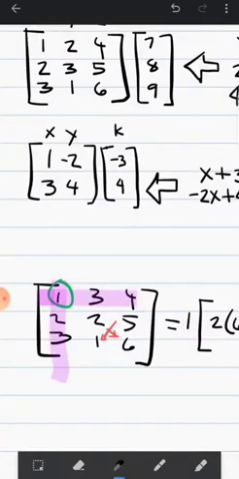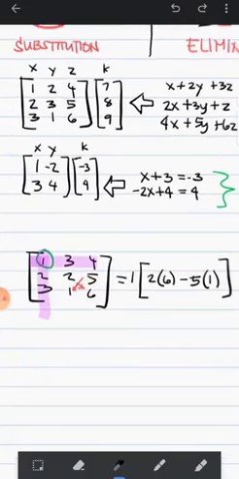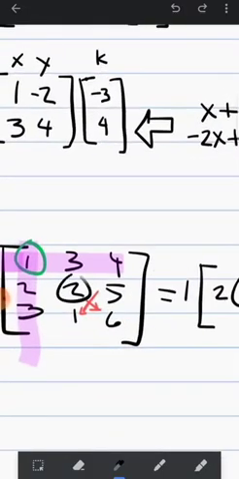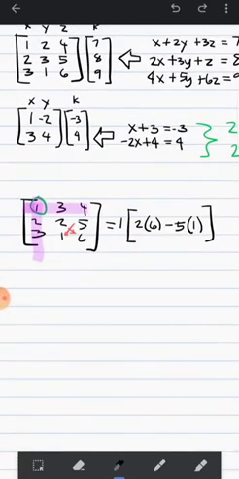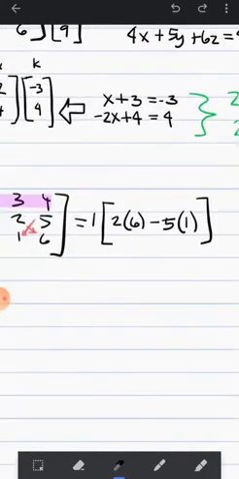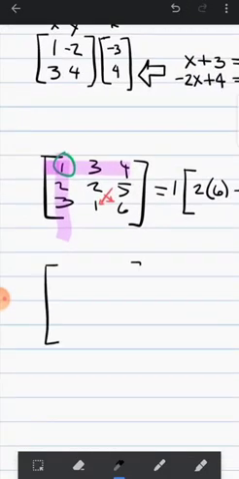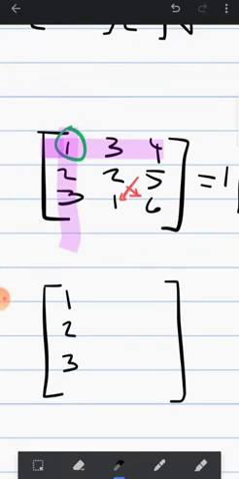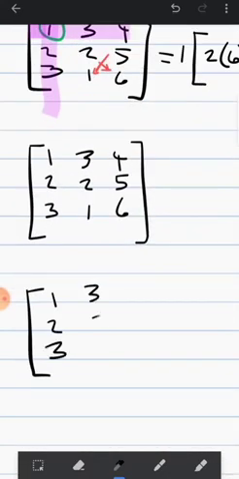Again, write the value here. So that's 1. And then cover up the row and column, and then multiply what's left. So starting here, 2 times 6 minus 5 times 1. Hope you see the pattern. And then subtract the next one. So let me rewrite it to make it visible. 3, 2, 1, 4, 5, 6. Then here, 1, 2, 3, 3, 2, 1, 4, 5, 6.